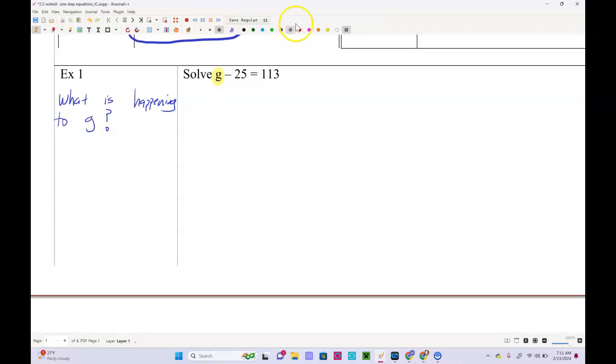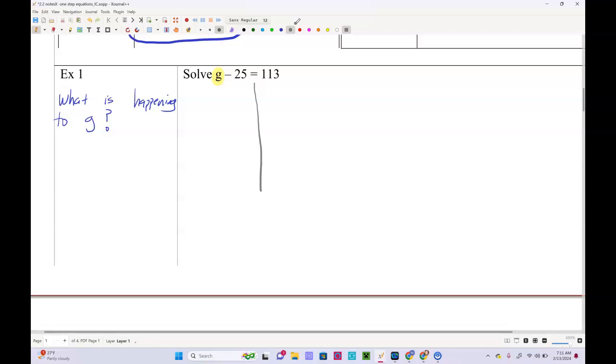Some of you might be familiar with drawing a line down here. I usually don't do this, but if that helps you, you have one side of the equation and the other side of the equation, and we're simply going to mirror our operations on both. So what is happening to g here? Well, we're subtracting 25. And essentially what we're going to do is the inverse operation to that.